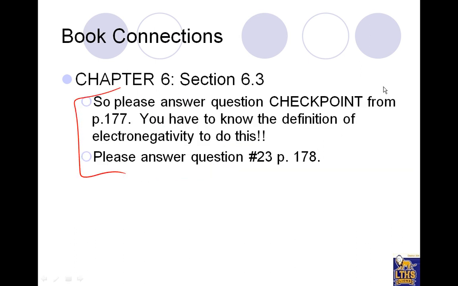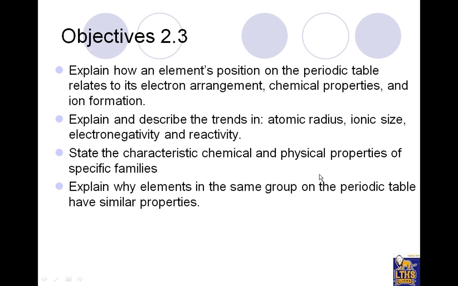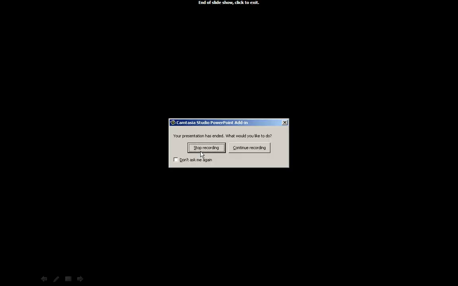Now, here are the 2 questions you need to answer from the book, okay? Page 177, checkpoint, and number 23, page 178. Good luck with that. See if you can do this. All right? Same group, same properties. Similar, okay? Metals are losers. Atomic radius is a big one, and then you can explain the rest of them. So good luck with that, and peace out.